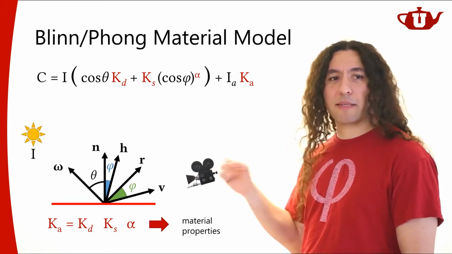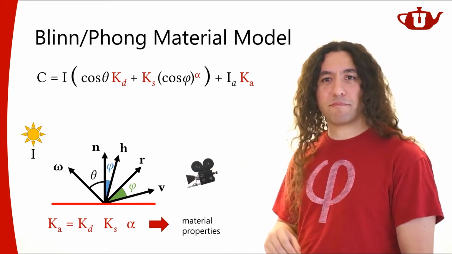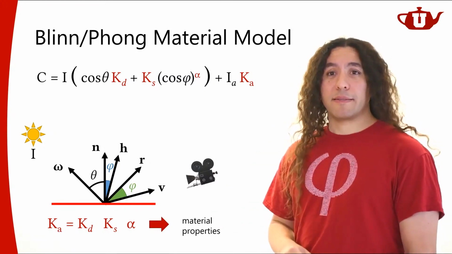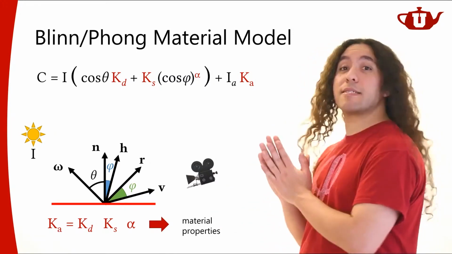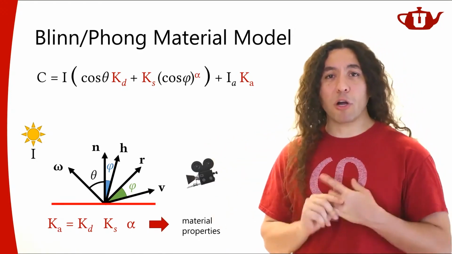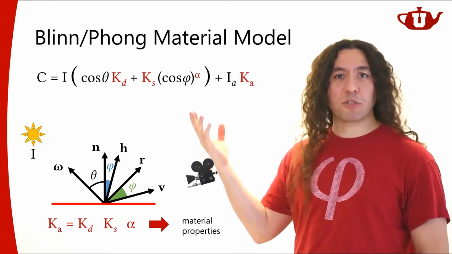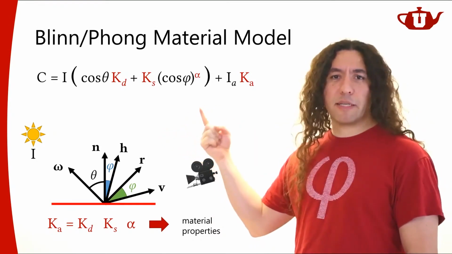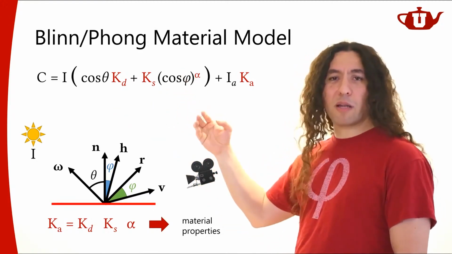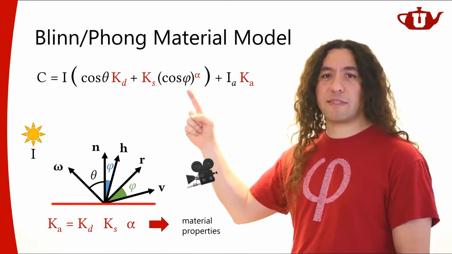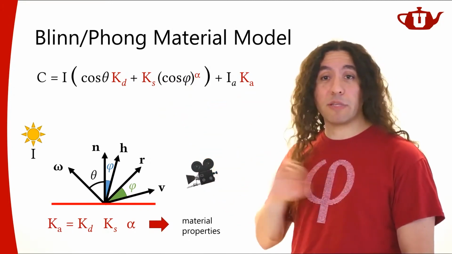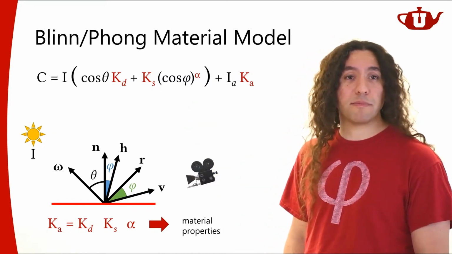Okay, and that's exactly what we're going to do in the project. All right, so this is shading using the Blinn and Phong model. Now, when people talk about the Blinn-Phong model, they sometimes call the Blinn model the Blinn-Phong model. I'm saying Blinn/Phong material model because it's the same equation. The only difference is how I define this angle phi. That's the only difference between these two material models.